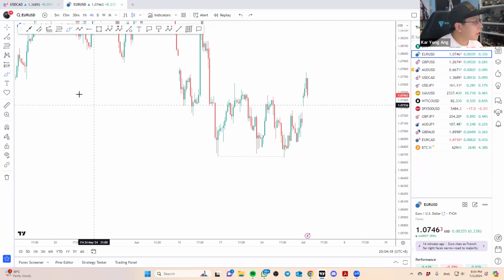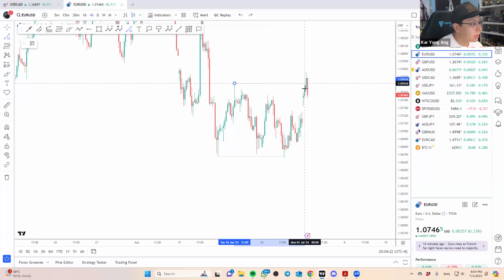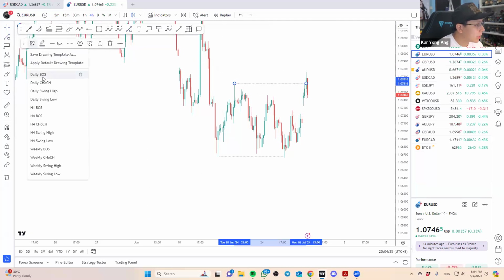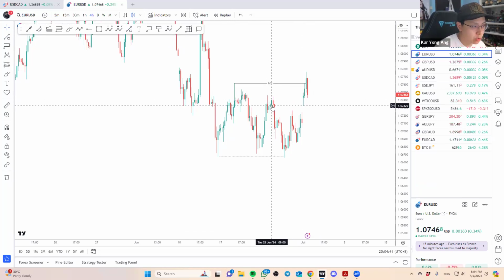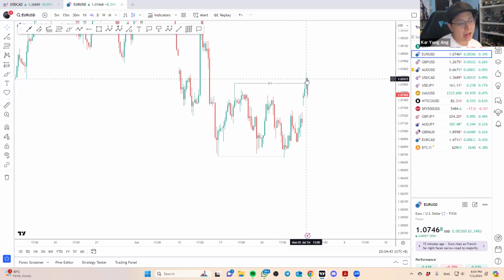Now, another example to highlight. You can see over here this high, the market actually broke it, and at the same time the candle managed to close above that high. So that is what we call a break of structure. Just very quickly, understand the difference: a break of structure is where we have the candle break and close. That's very, very important.